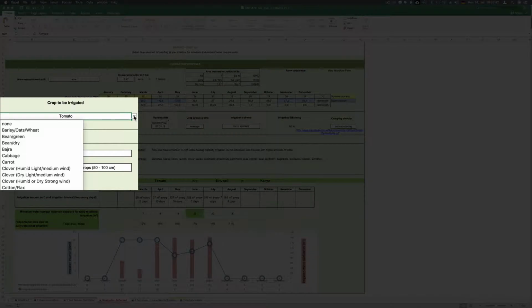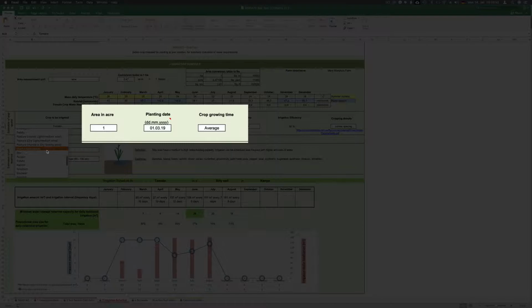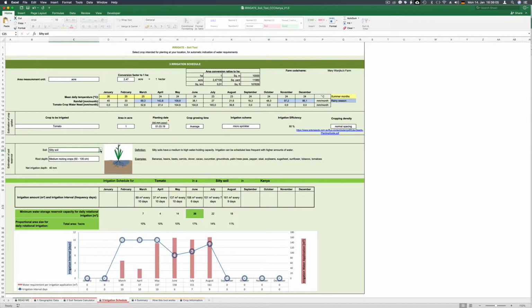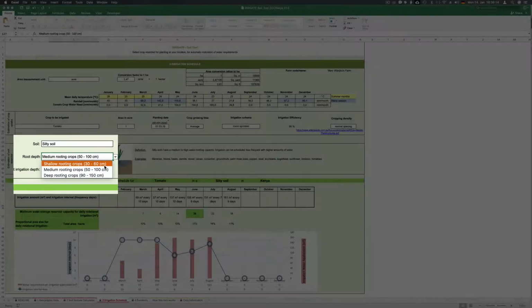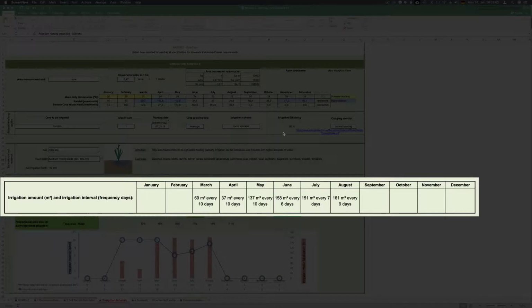For Mary's farm, we use a crop of tomatoes of 1 acre with the 1st of March as planting time, an average growing time, and micro sprinkler as irrigation scheme. Normal spacing of the crops. If we go further down, we have silty soil as already determined in the previous sheet. We choose a medium root depth. We can now look at the table below and see the irrigation amount of the irrigation interval for a month of March up to August.